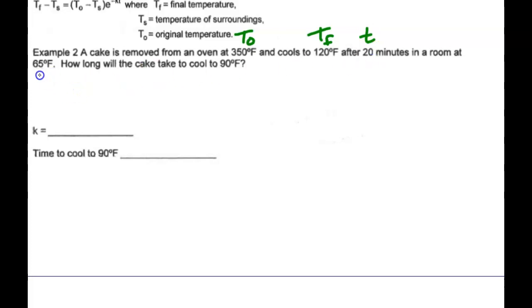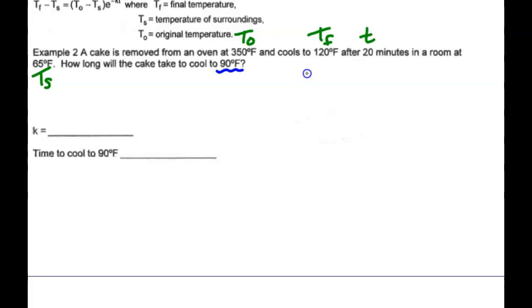In a room that is 65 degrees, this is the surroundings, so we can use T sub S, T sub M, they call it T sub A. At least S and M make a little bit of sense for me. S is surroundings, M is medium, which is the same thing, the room temperature. All right. How long will it take the cake to cool to 90? This, remember, is a separate question. We got to find K first. All right, so somebody start me out.